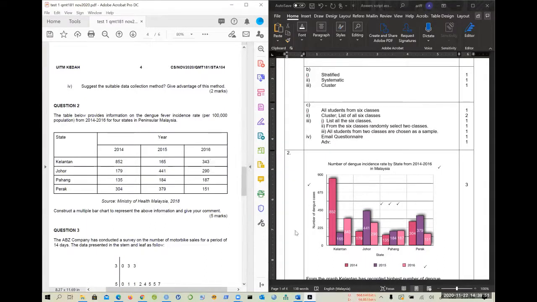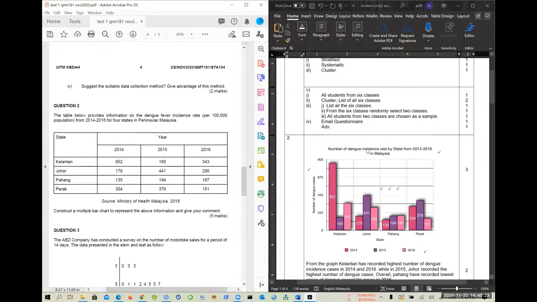So maksudnya setiap 100,000 populasi ada 852 orang yang mengidap dengue. So maknanya kalau ada 200,000 dia akan jadi double lah. So kali dengan 2. So by right the label must be correct. So in this case it's supposed to be number of dengue cases in bracket the unit per 100,000 population. Okay, and then must have the title like this. Okay, title jangan tinggal lah.